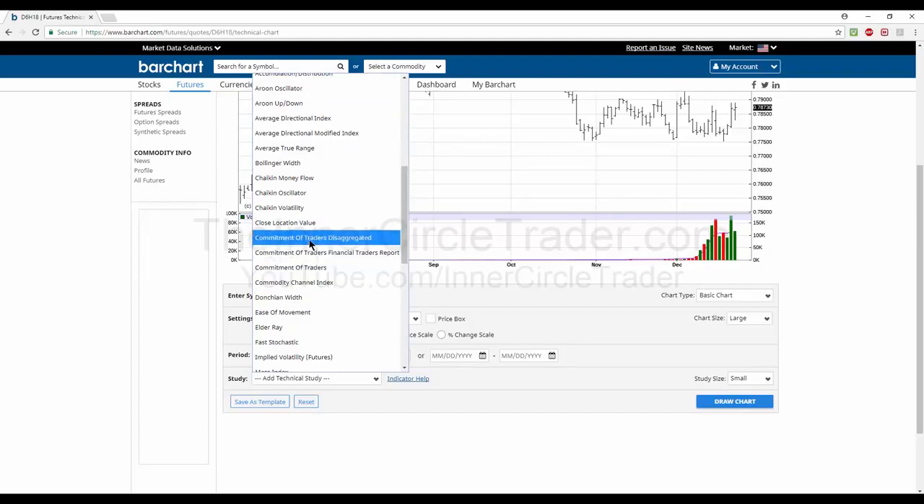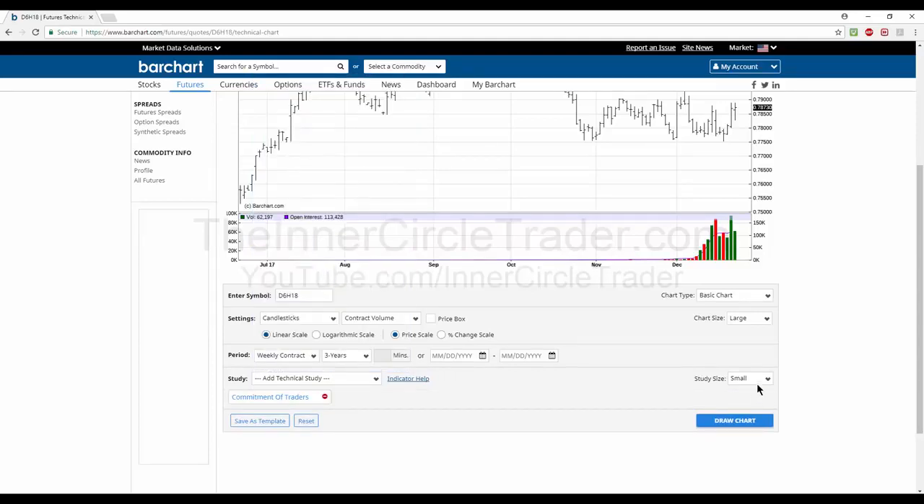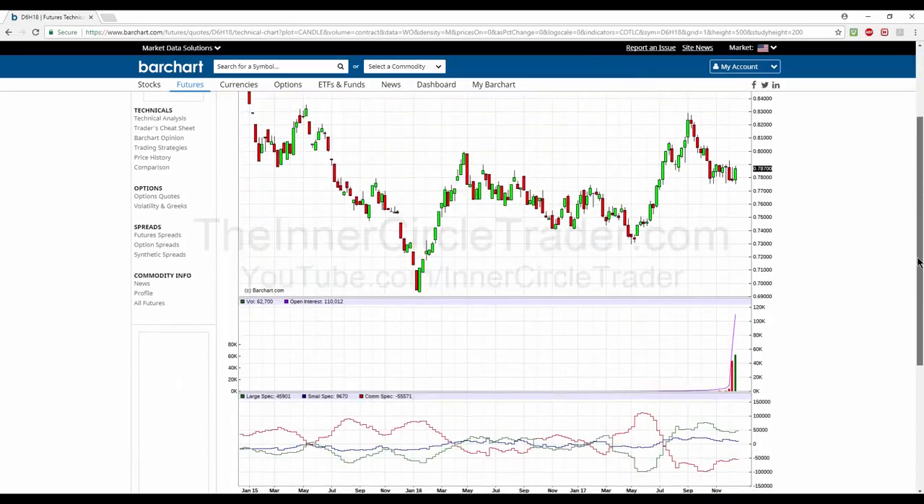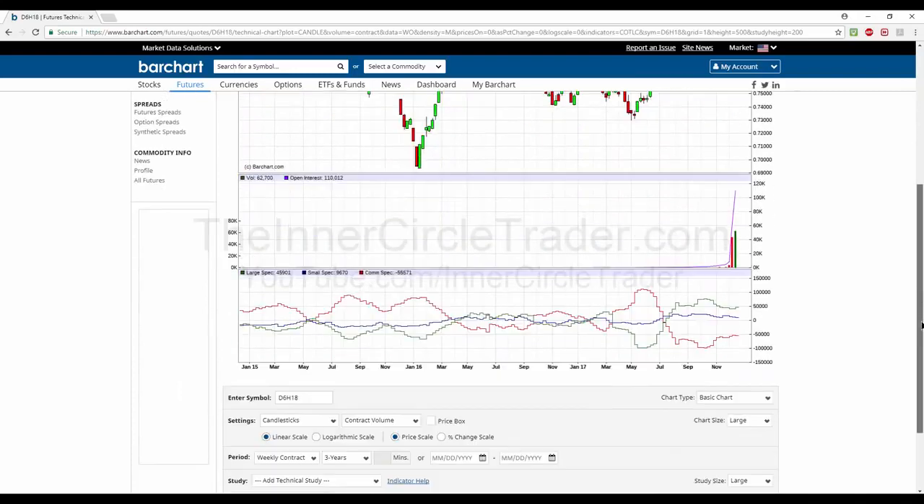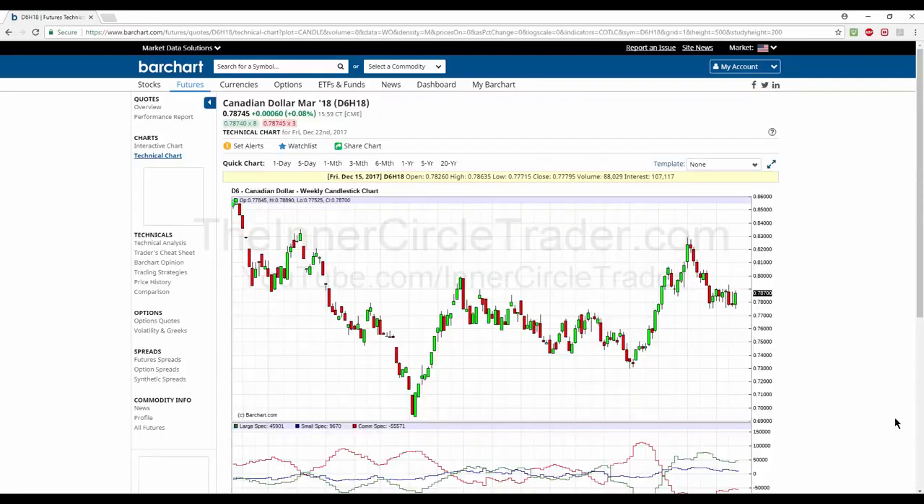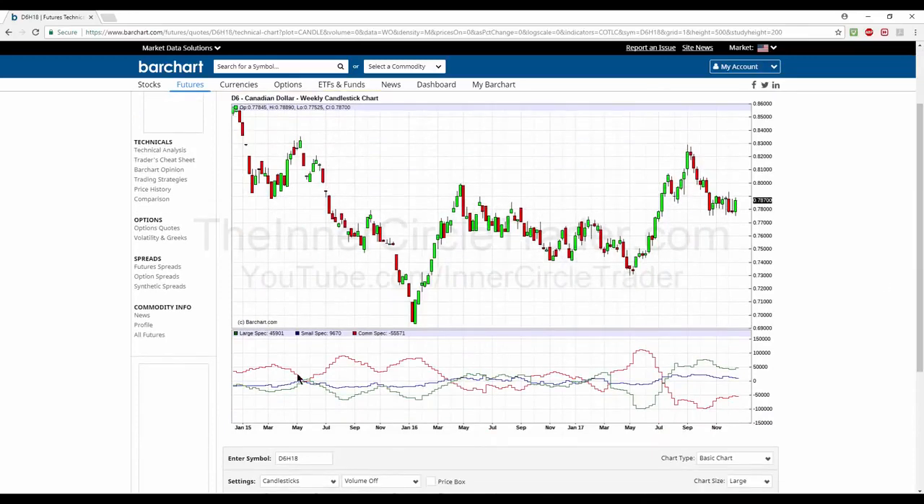Now there's several here. There's Commitment of Traders disaggregated. Then we have Commitment of Traders Financial Traders Report. Then Commitment of Traders, we just want this one. Okay, click on that. And we want to maximize that to large. And we're going to click on Draw Chart. And it'll pop up here. And again, let's take our volume off and then redraw that. That way we have our chart with the Commitment of Traders report plotted.